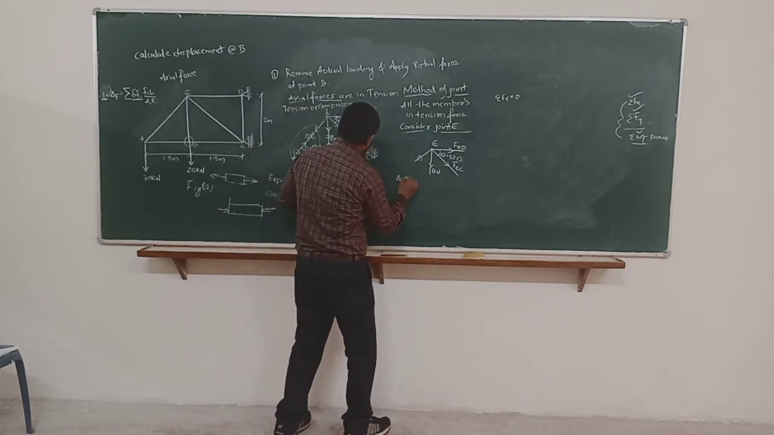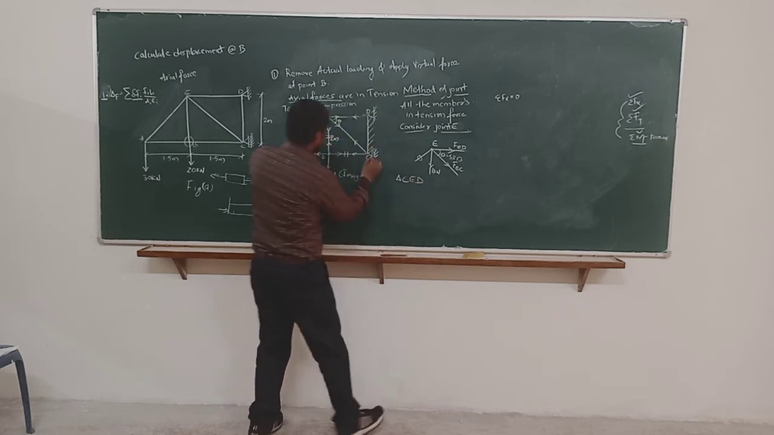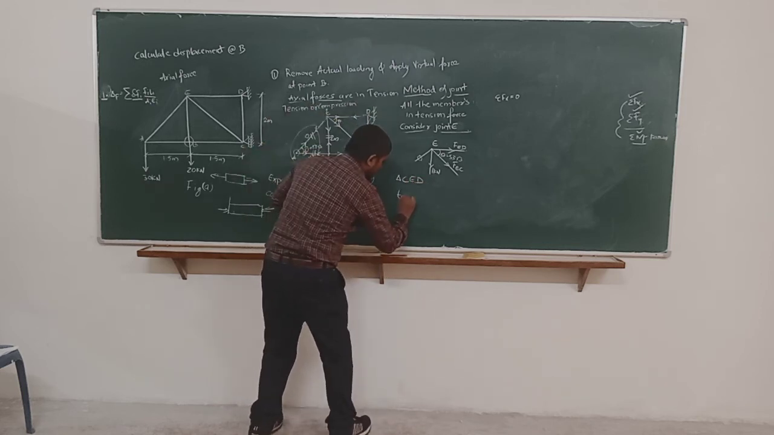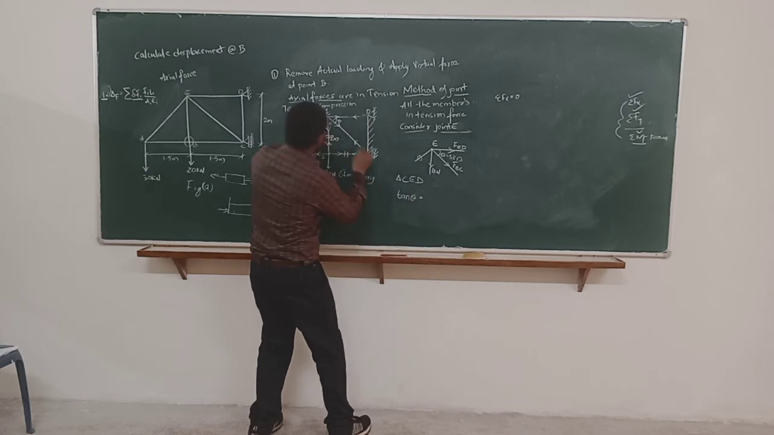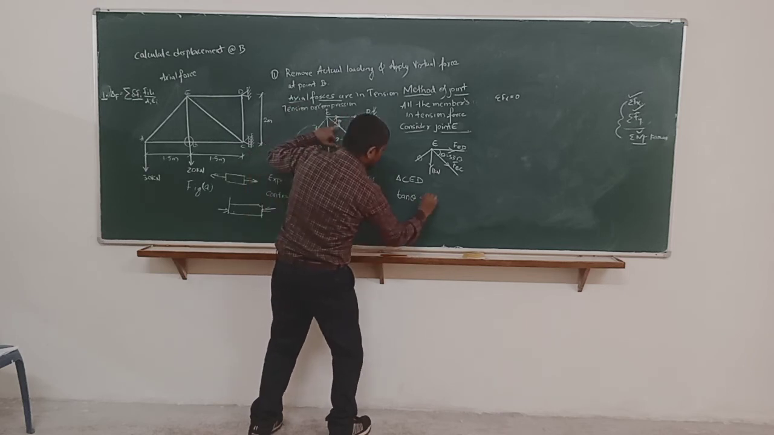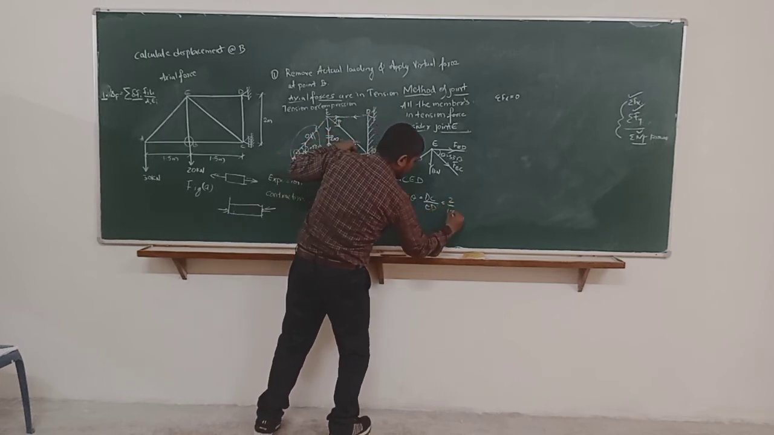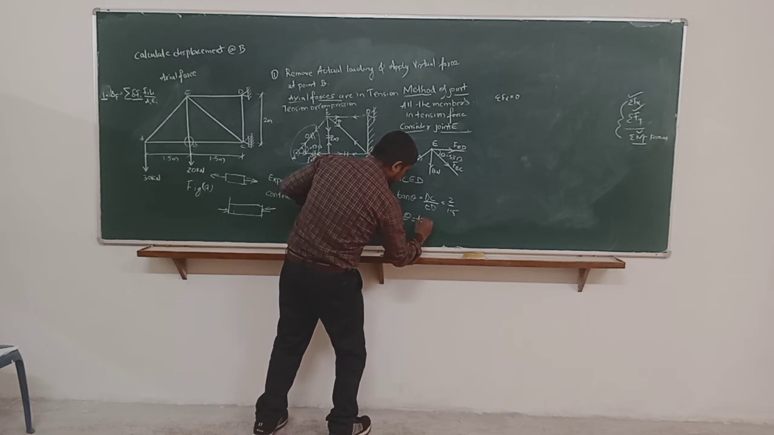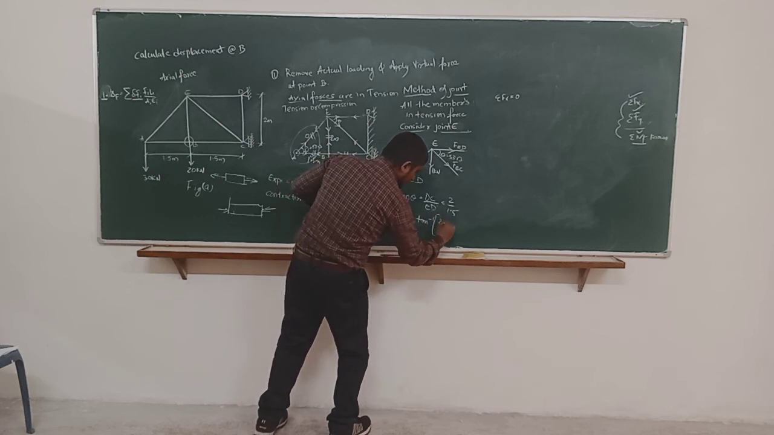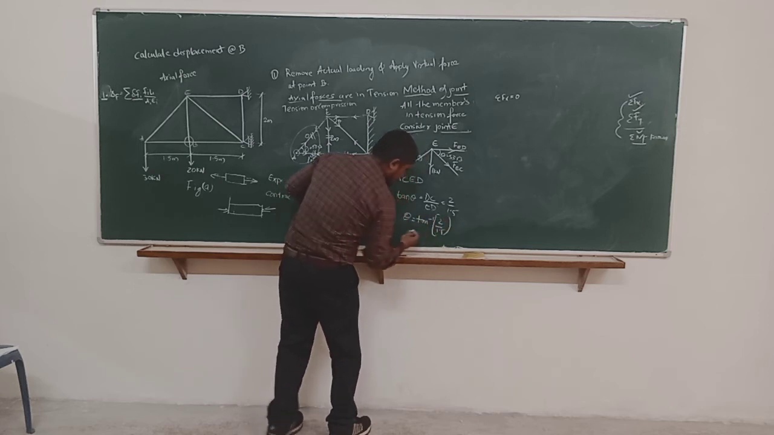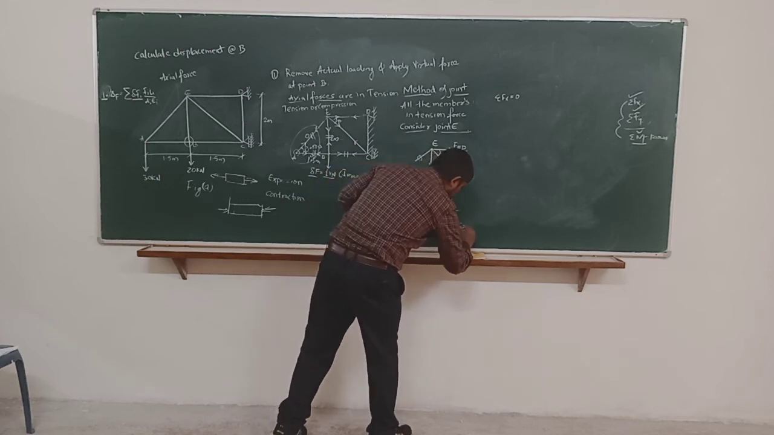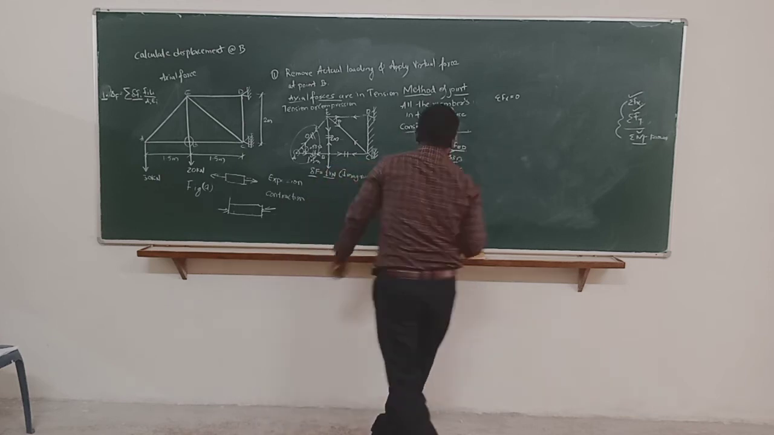How you can calculate this theta? So if you take triangle CED, apply tan theta is equal to perpendicular, that is BC, divided by base, that is ED. That is 2 divided by 1.5. So theta you will get as tan inverse of 2 divided by 1.5. You will get the answer as 53.13. Okay.